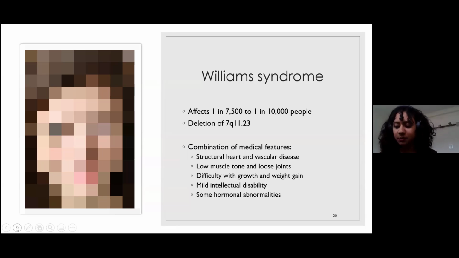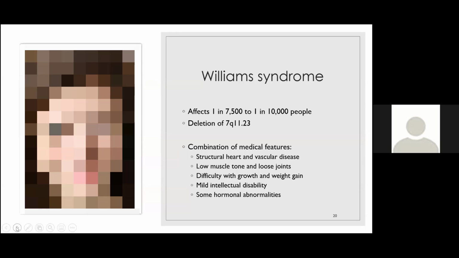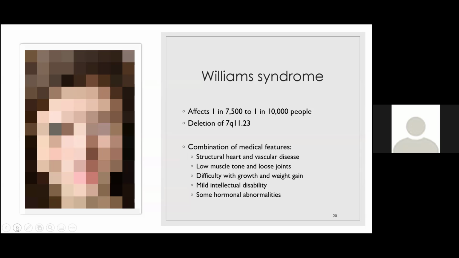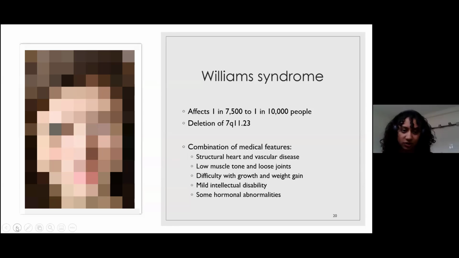So now I'm going to move on to Williams syndrome, which is a condition that affects 1 in 7,500 to 1 in 10,000 people. So it's less common than 22q. It's a deletion of 7q11.23. And so I'll show you that on the next slide. And it has a combination of medical features. And again, this is not a comprehensive list because this is also a pretty complex syndrome.